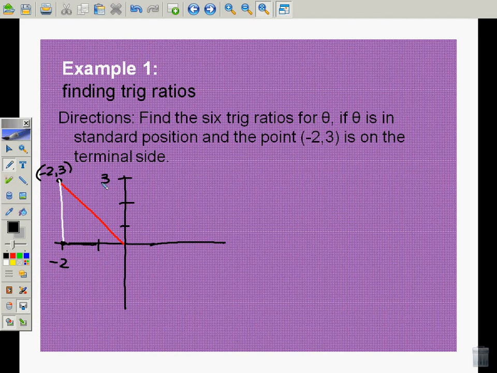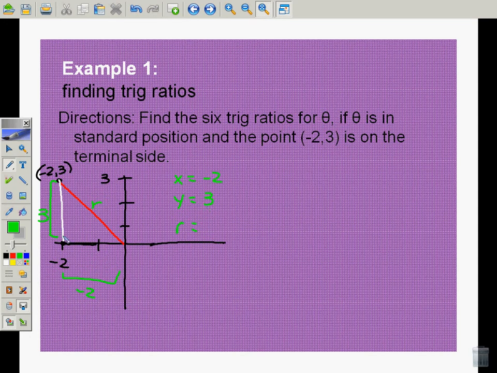Now, go ahead and mark what is actually going on. This side is -2. This side is 3. This side is r. We don't know it. But what we can do is we can find it. So what I'm going to do is I'm going to label out what I already have. X, Y, R equals. This is going to allow me to set up my chart nice and easily. So I've got X, which is -2, Y, which is 3, R I do not know.